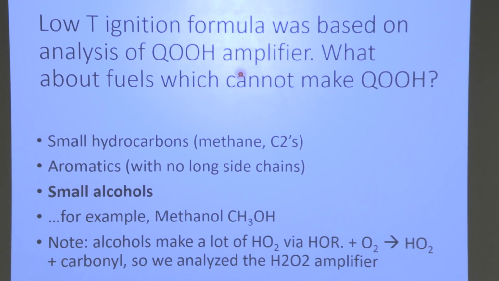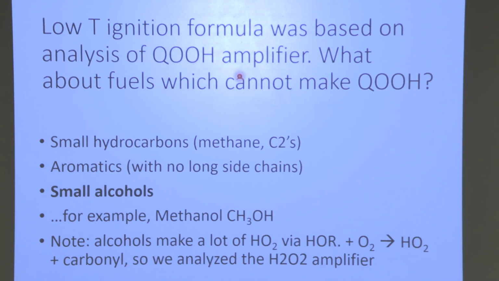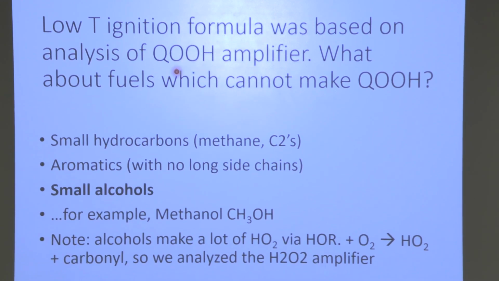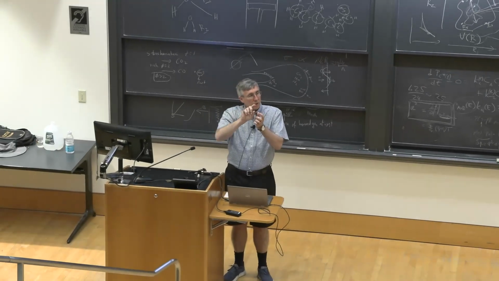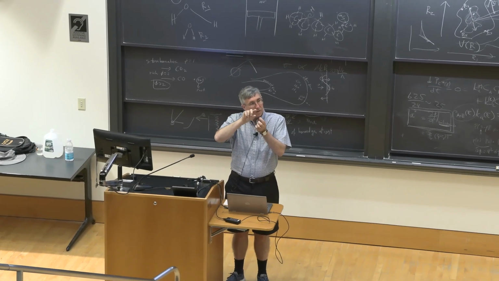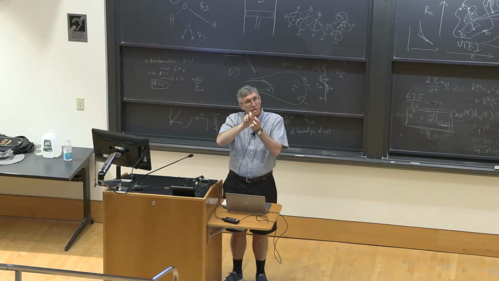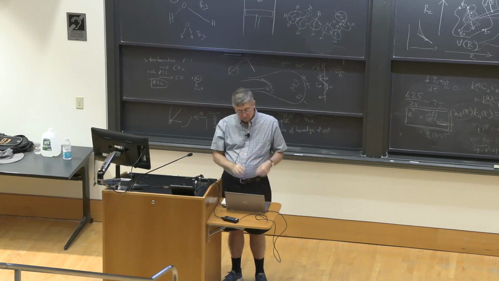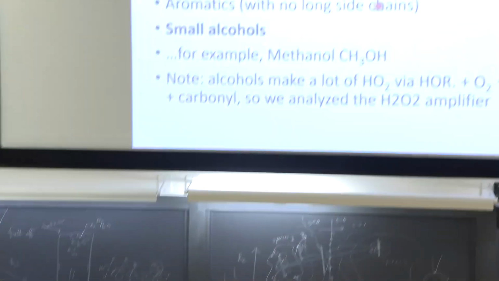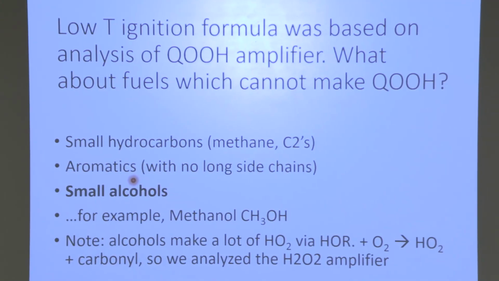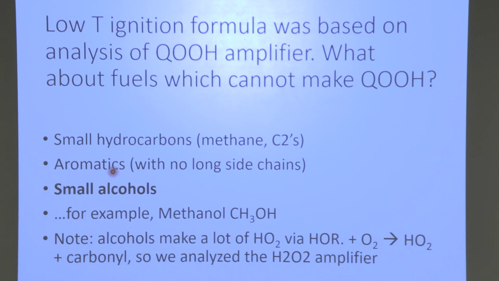Now some fuels cannot make the species QOOH. If they're too small, they can't do the cyclic reaction where they reach back and bite their tail, because there is no H there, or the ring would be too strained. And so things like methane and C2 molecules can't do it. If you have an aromatic without a side chain, it can't do it.